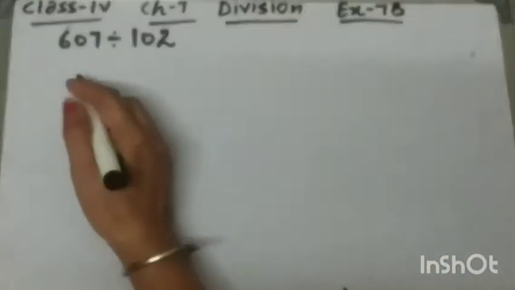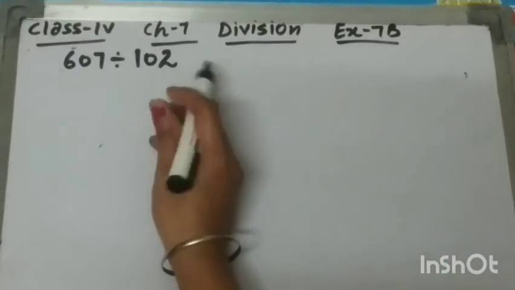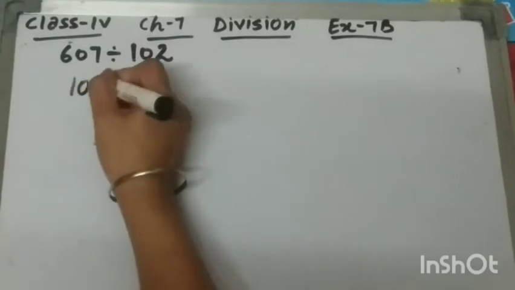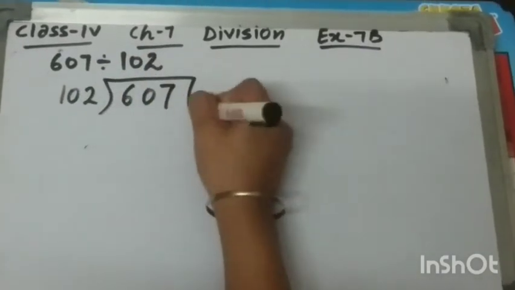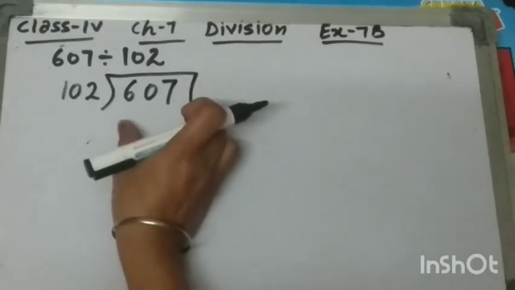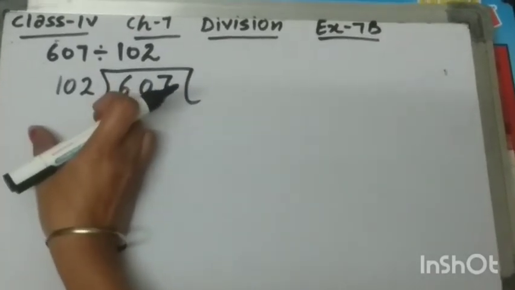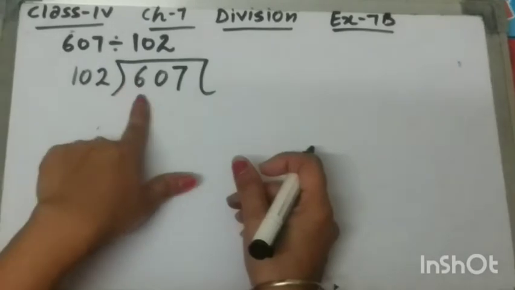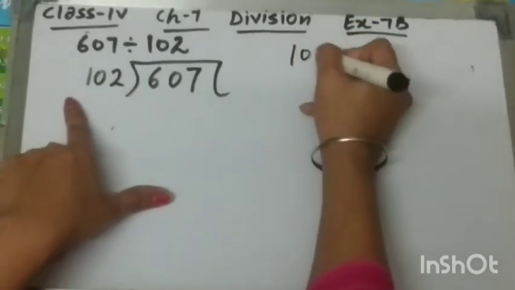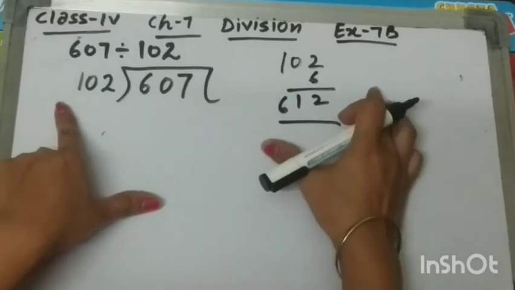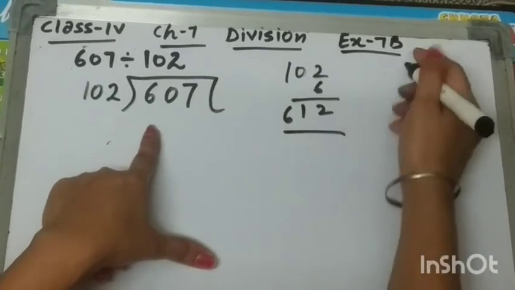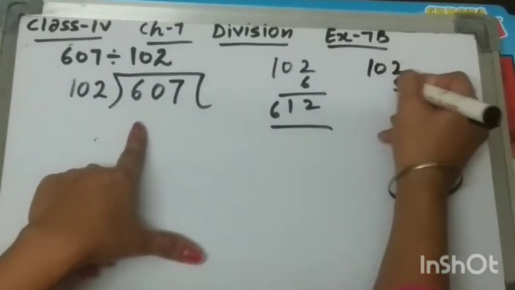Next question is 607 divided by 102. So start division: 102 and here will be 607. Now we have to check कि 607 102 के टेबल पे कहाँ आता है. So here is 1 and here is 6. So first of all check at 6. Okay, 6 2s are 12, 6 1s are 6. But this is greater than 607. So we will check at 5.